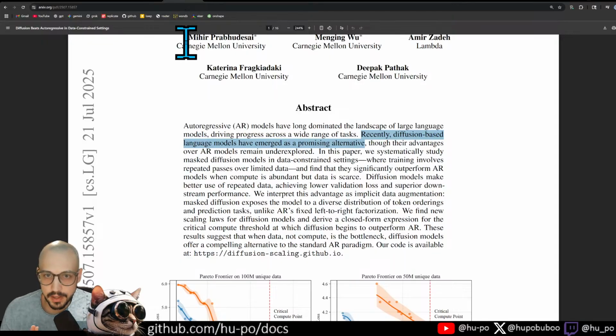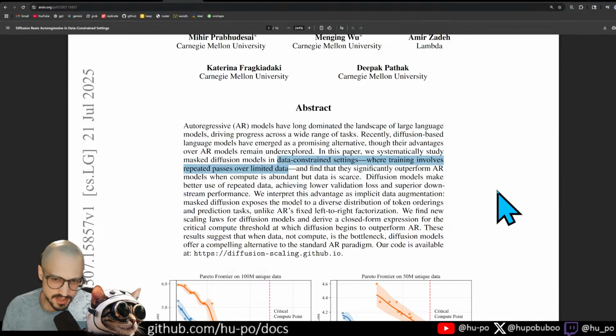We systematically study masked diffusion models in data-constrained settings where training involves repeated passes over limited data. This isn't even just true in data-constrained settings. In pretty much all of machine learning, usually you're not training on your data set once, you're training on it multiple times, and this is called epochs.